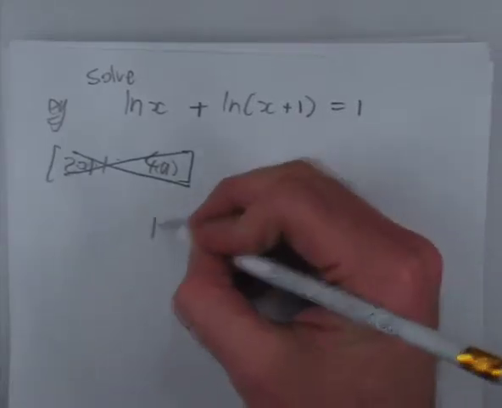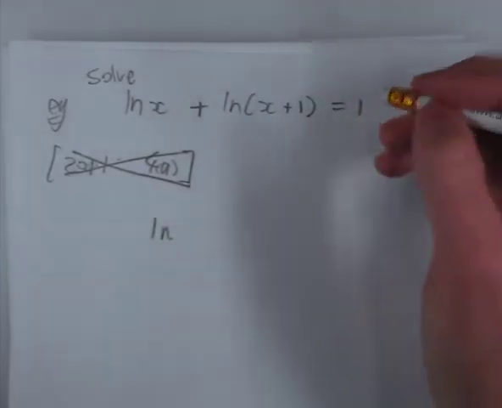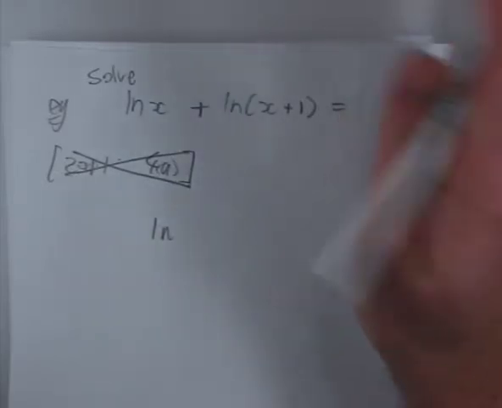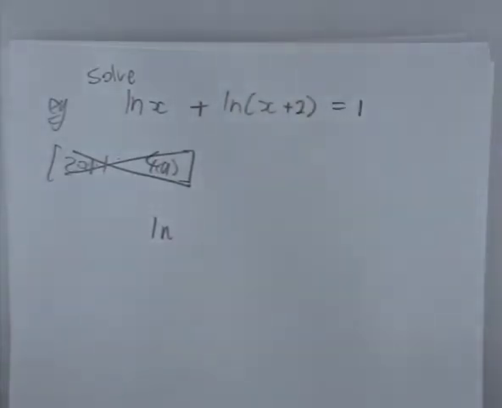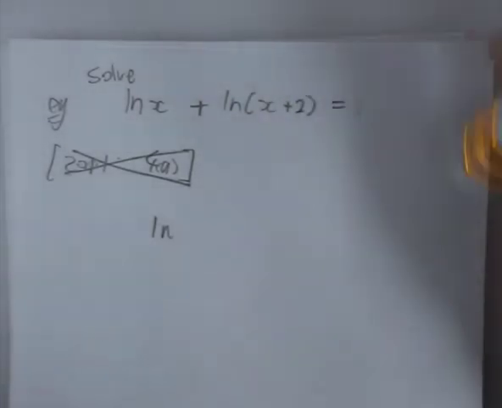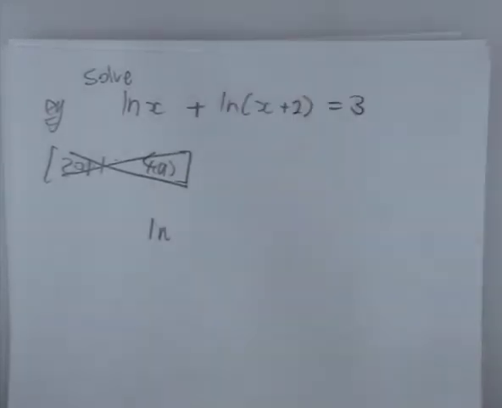Okay? So, in fact, yeah. Just give me a second. I want to change what this number is. I want to change the question so it has an answer. Okay, cool. In fact, yeah, that'll do. So ln x plus ln of x plus 2 is 1. Okay. Oh, crap, that's not going to work either. Just give me a minute. 3. Yes, that will work. Okay.